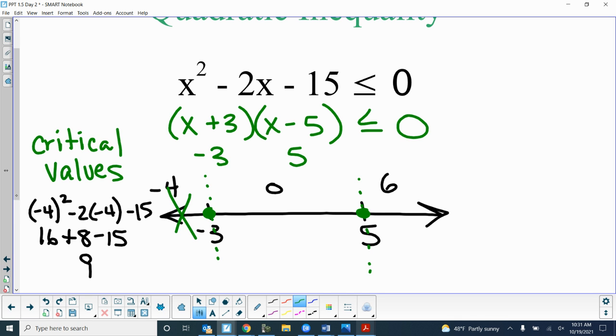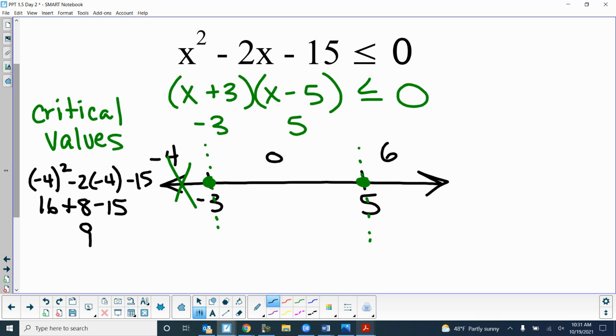All right, in the middle part, I'm going to use 0. So 0 squared minus 2 times 0 minus 15. Well, those are 0. What's 0 minus 15? Negative 15. Is that less than or equal to 0? Yeah. So I'm going to connect those two. Any number in there will work.